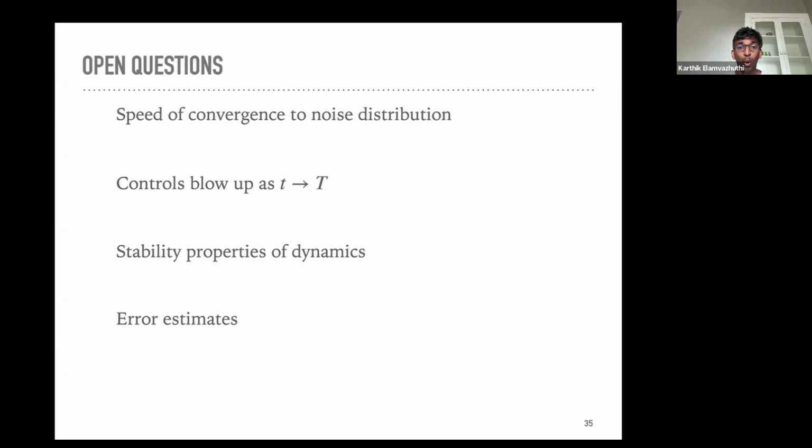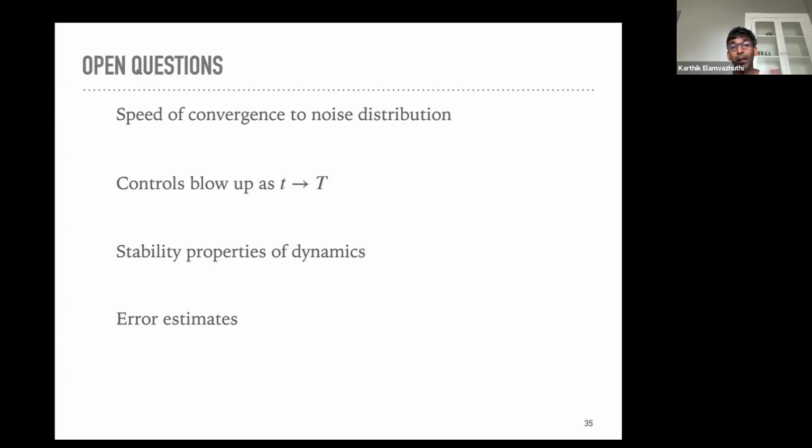The controls kind of blow up in value, which is something you do not want, especially if you're sitting in a car which is doing denoising control. You don't want it to suddenly blow off a tire.